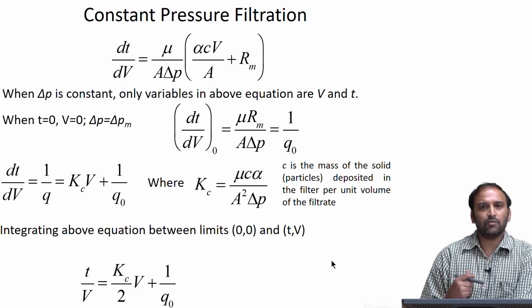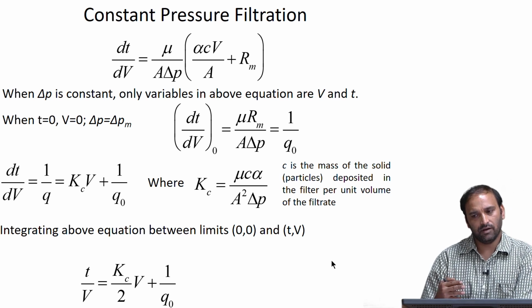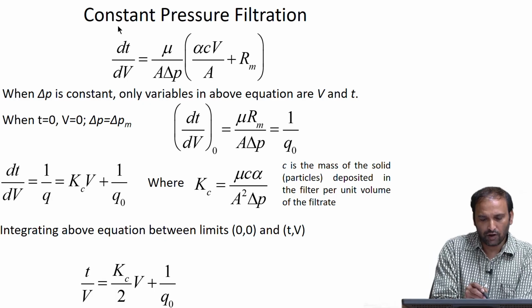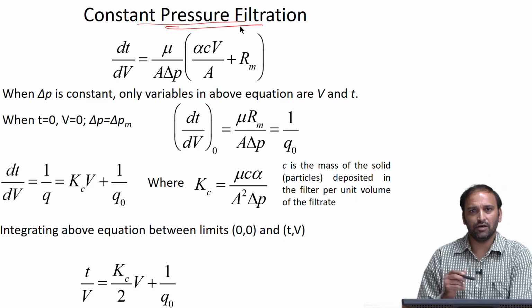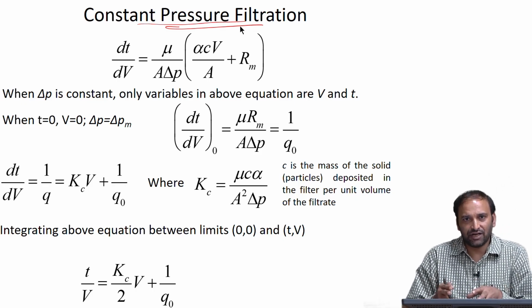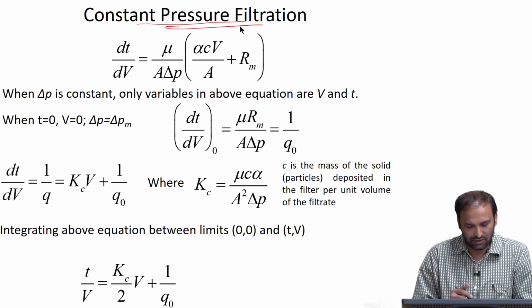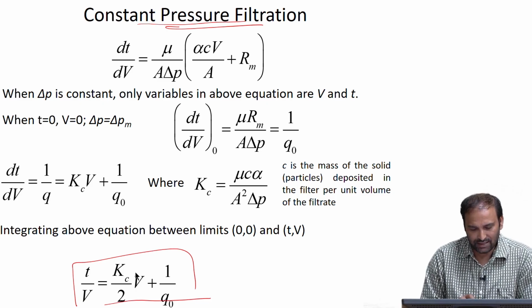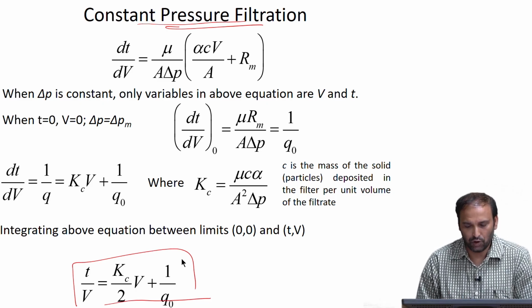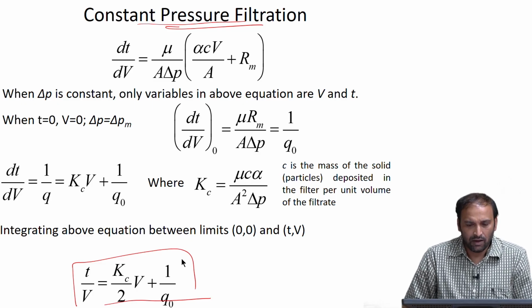Then we took the general expression and considered a case of constant pressure filtration, wherein the objective is to relate the time of filtration and the volume of the filtrate that is collected during the course of filtration. We ended up with an expression which is T by V is equal to K C by 2 times P plus 1 over Q naught. That is what we had done in the last video lecture.